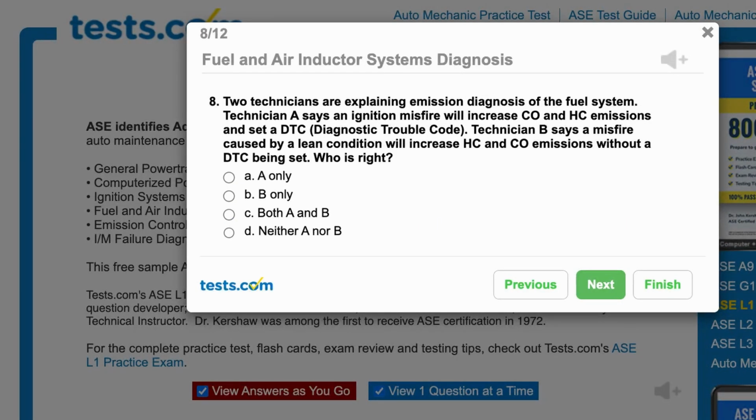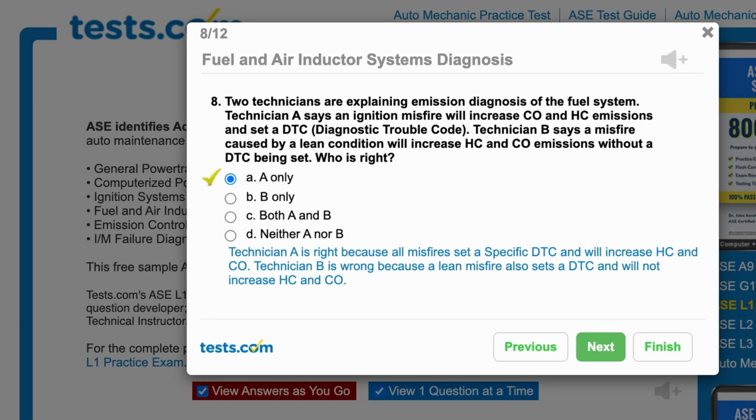Question 8. Two technicians are explaining emission diagnosis of the fuel system. Technician A says an ignition misfire will increase CO and HC emissions and set a DTC, diagnostic trouble code. Technician B says a misfire caused by a lean condition will increase HC and CO emissions without a DTC being set. Who is right? A, A only. B, B only. C, both A and B. D, neither A nor B.